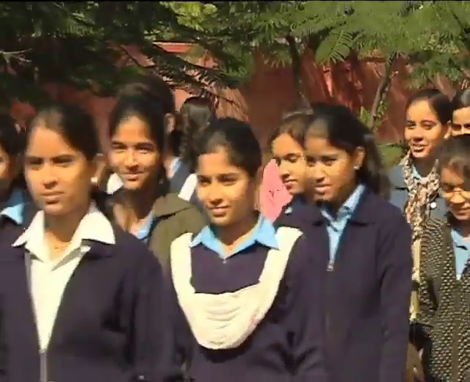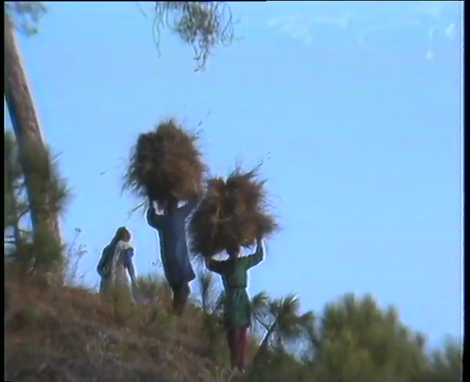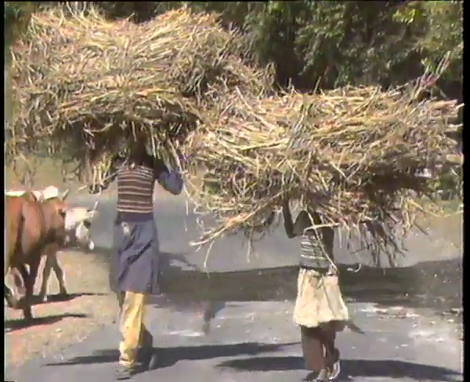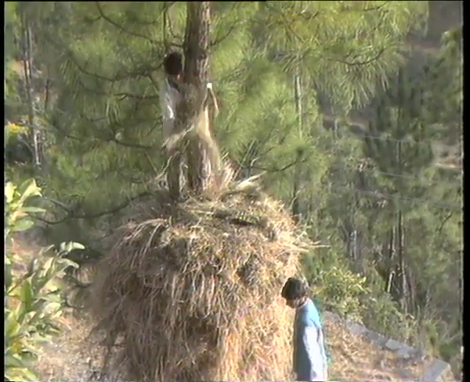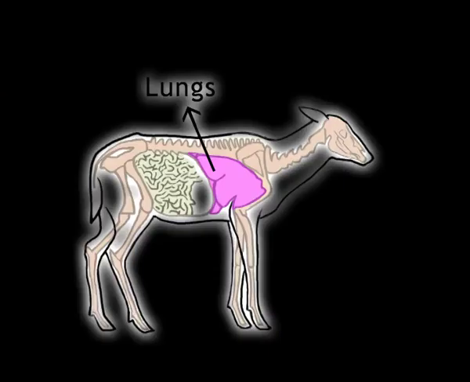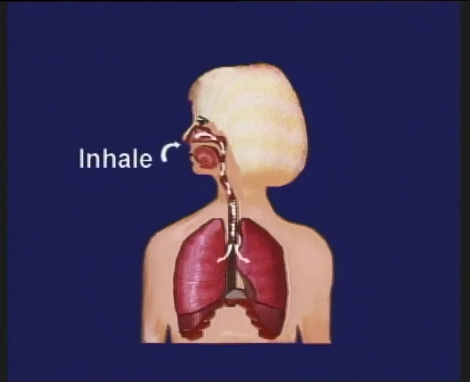Human beings walk on 2 feet. This is called bipedal locomotion. Bipedal gait has made hands free. Hands can therefore be used to perform many other functions. Lungs of man, birds and other animals are adapted to use oxygen from the air, or for aerial breathing.